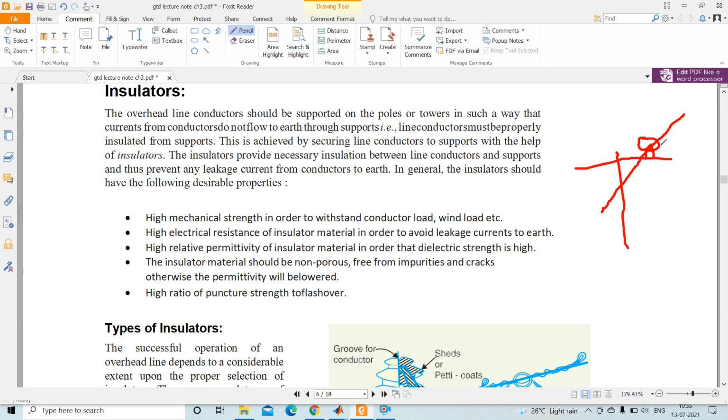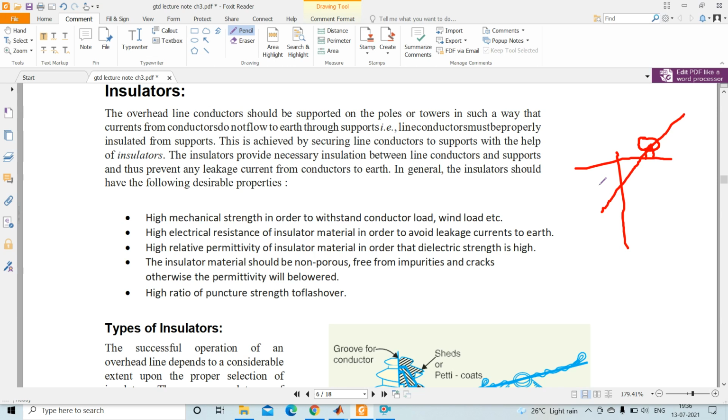So see, this conductor is going through the insulator, and this is the pole, this is the cross arm. Between the conductor and the pole and cross arm there is one insulator, made up of insulating material. So this insulator acts as an insulating medium between pole and conductor. There is no direct contact between conductor and pole, so due to the presence of this insulator, the current will not flow through the pole to the earth.